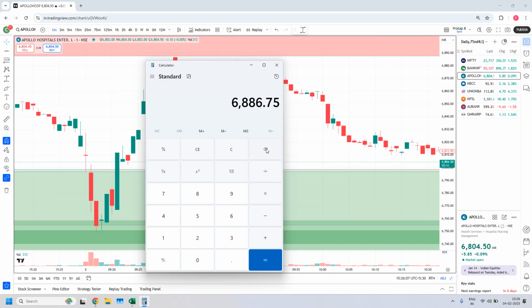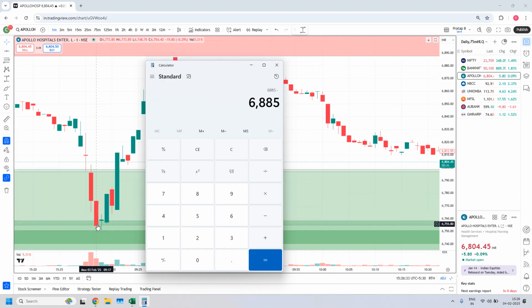because you might have kept some buffer. Remove this 0.75 also. Maybe 6,885 could be. You might have exited, some buffer I am adding. You won't exit exactly at the 15 minute target, a little below. Maybe this is around 6,885. So somewhere here it could be 6,885 minus.